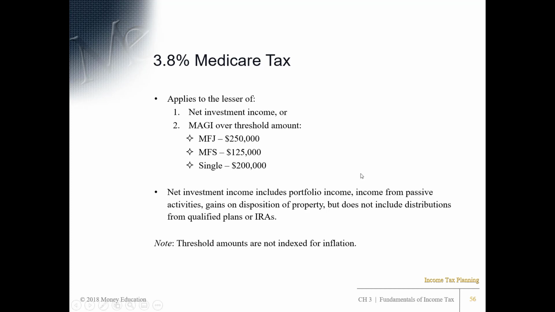Threshold amounts are not indexed for inflation, by the way. So if you make married filing joint combined more than $250,000, and you have investment income, reported dividends, capital gains, or rental, you would be subject to this 3.8% additional Medicare tax on top of what you already paid for your wages.